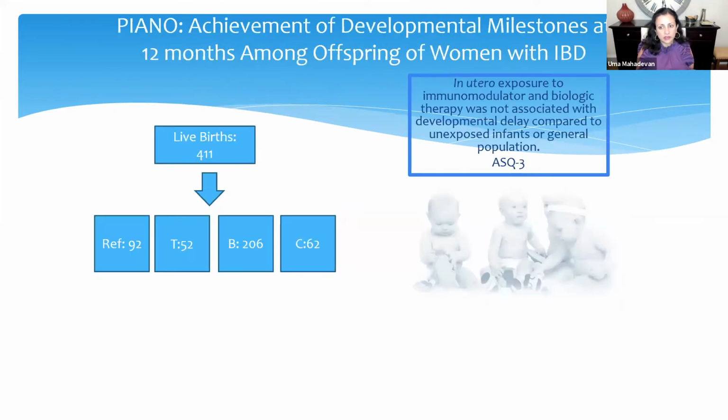We talked about developmental milestones. We used a validated questionnaire called Ages and Stages and found that in utero exposure to thiopurines and biologics was not associated with developmental delay, and that these infants did quite well. And actually, compared to the national average, they did better. And part of that has to do with the PIANO population's likely higher socioeconomic status. But within PIANO, exposed and unexposed both did well.